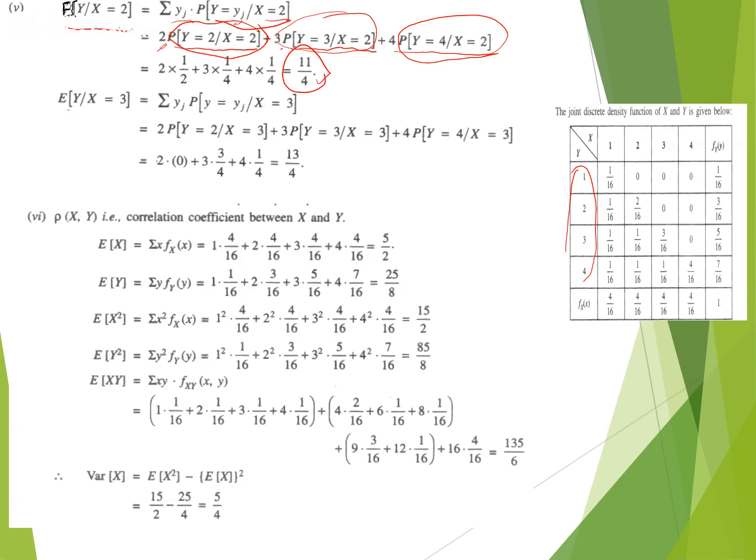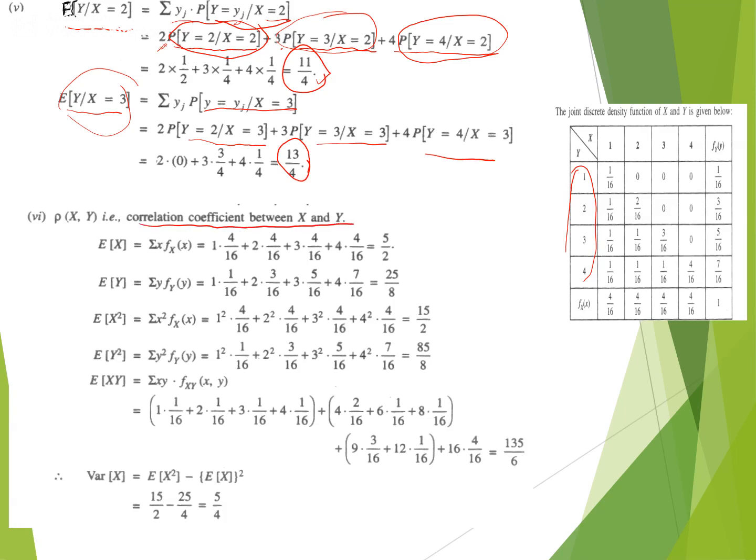Similarly, we find the expectation of y given that x equal to 3. So we take summation yj, probability y equal to yj given that x equal to 3. Now y1, y2, y3, y4, we find the conditional probability and we get 13 by 4. So similarly, we can find the correlation coefficient between x and y.